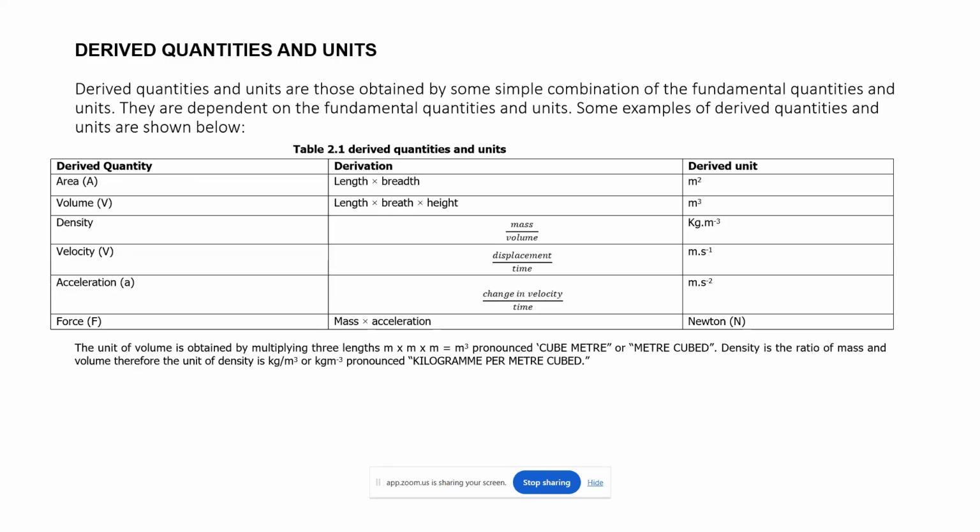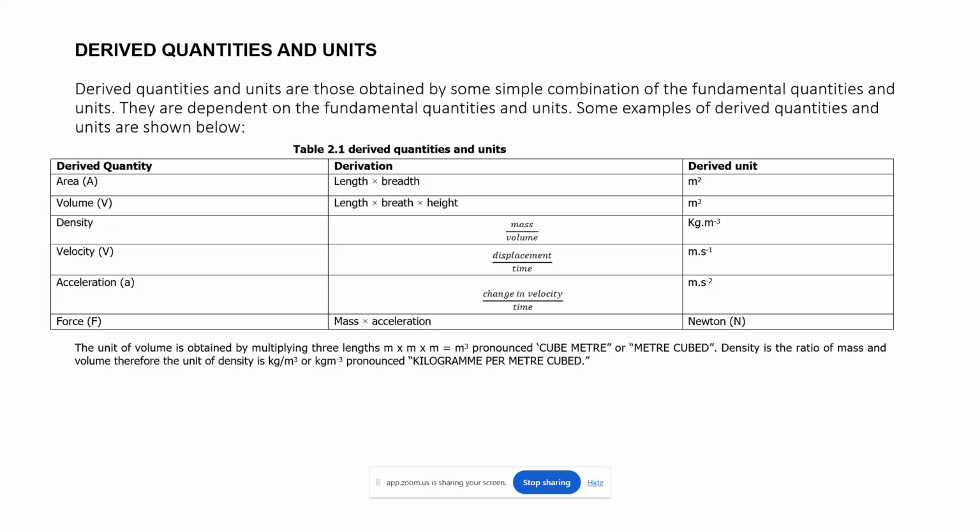The formula for area is length times breadth. However, length is a fundamental quantity. Breadth is also a fundamental quantity. Breadth is simply length, but in a different dimension. So both of them are fundamental quantities. So combination of these two fundamental quantities give birth to our derived quantity. And since length is measured in meter, meter times meter will give us meter square. That's why we get our m square, which is the derived unit.